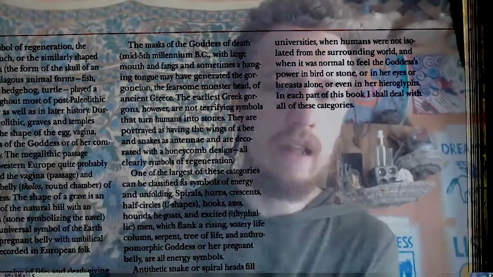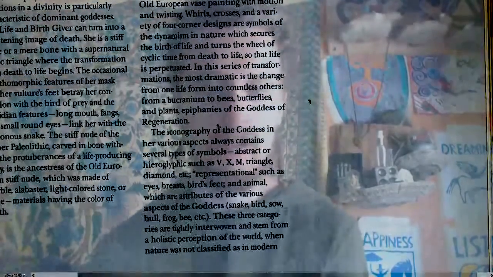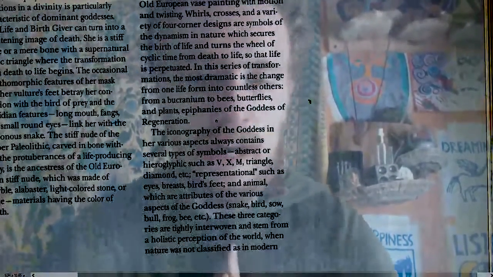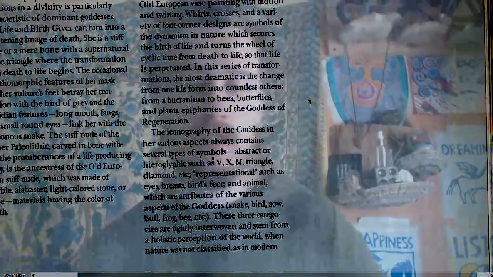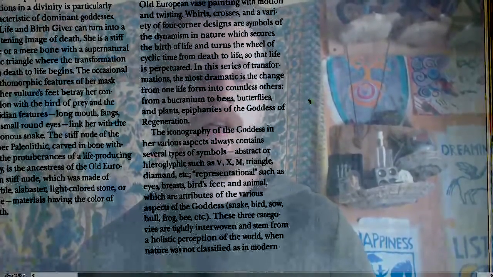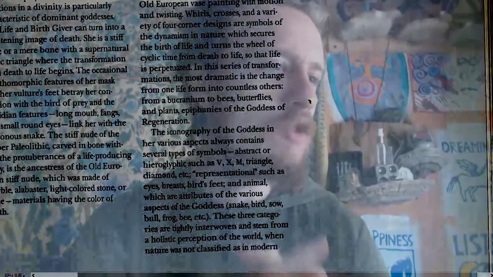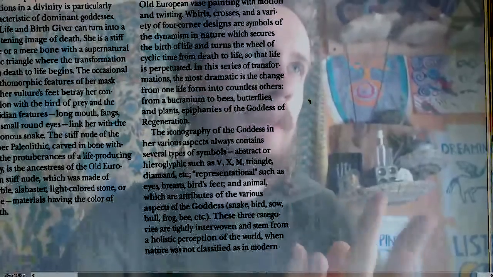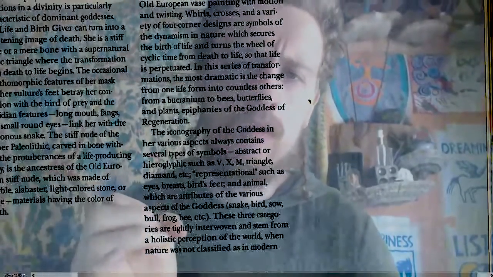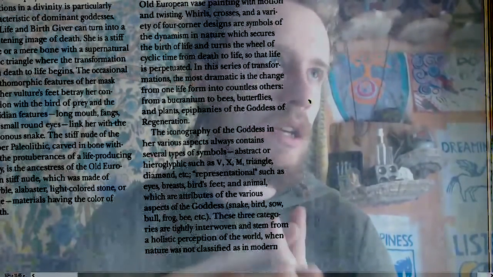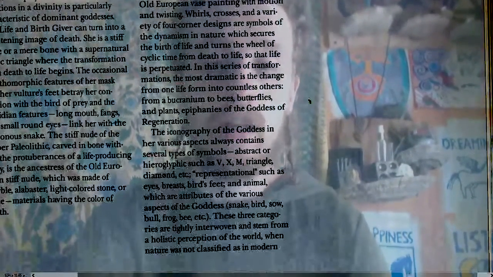So let's dwell on that last paragraph for just a moment longer. She talks about three categories of symbols. The iconography of the goddess in her various aspects always contains several types of symbols. Abstract hieroglyphics, such as V, X, M, triangle, diamond, etc. So these are things that today we would consider true symbols. They seem to represent in some kind of abstract semantic network. They mean something which they clearly are not. Or at least the iconism of what they mean is highly reduced, to the point where they really don't look like icons, they look like symbols.